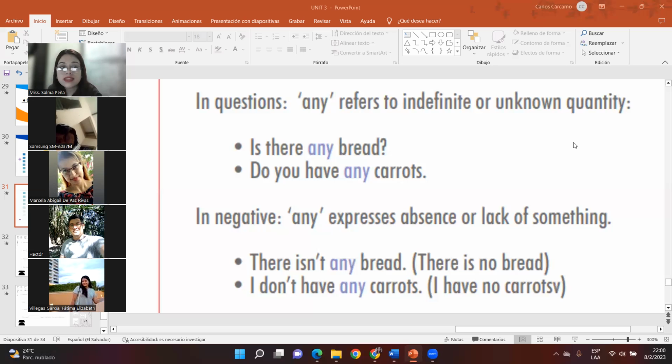Is there any bread? Are there any apples? Well, is there any apple? Or are there any apples? So be careful. We can use it with plural and singular, with countable and uncountable. So is it clear?